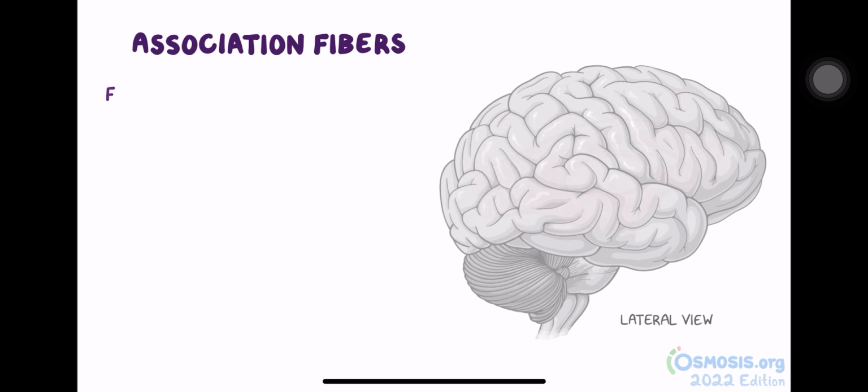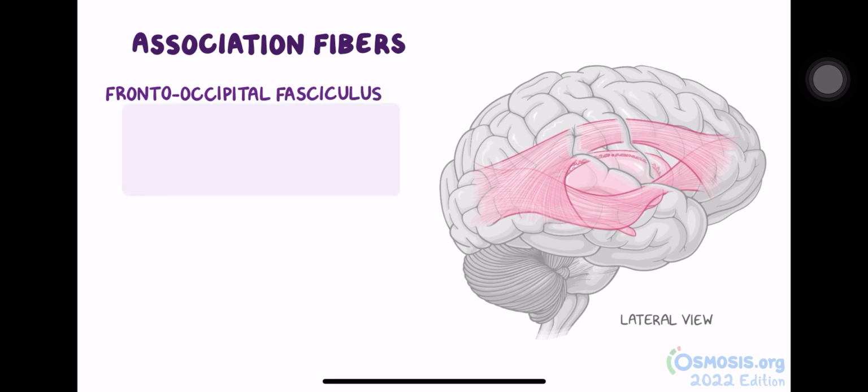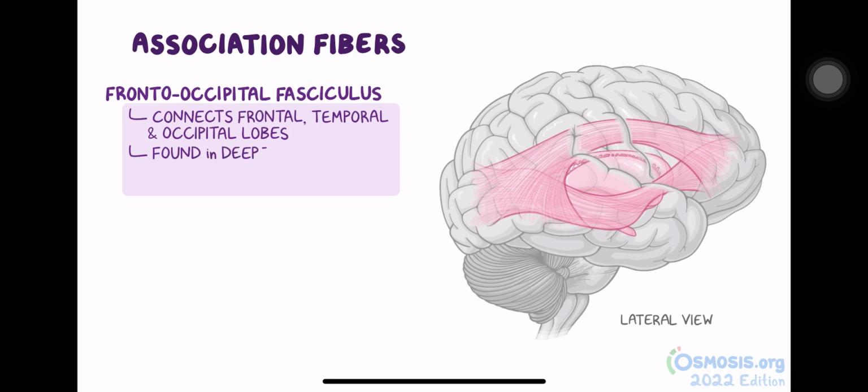Then, there is the fronto-occipital fasciculus, which also connects the frontal, temporal, and occipital lobes. However, its fibers are found in a deeper part of the white matter, passing just lateral to the caudate nucleus.